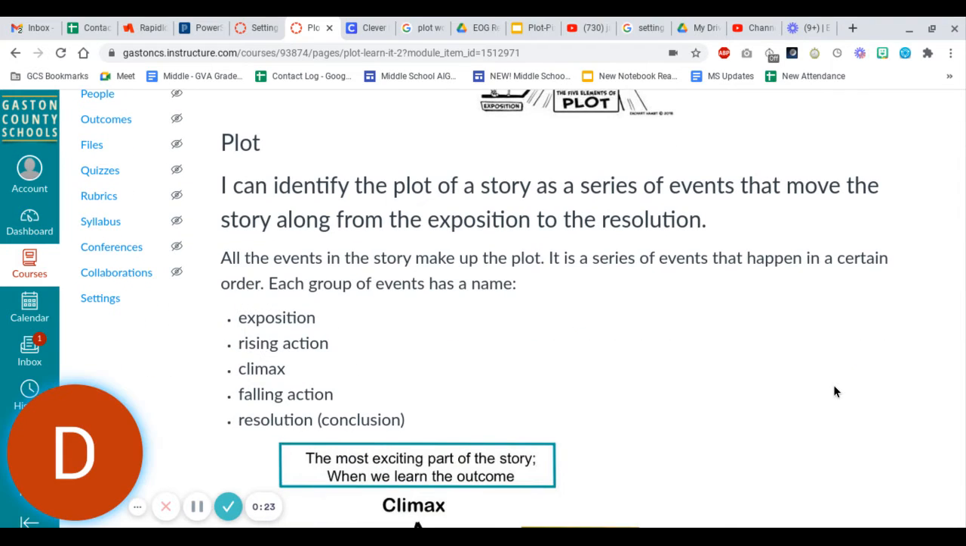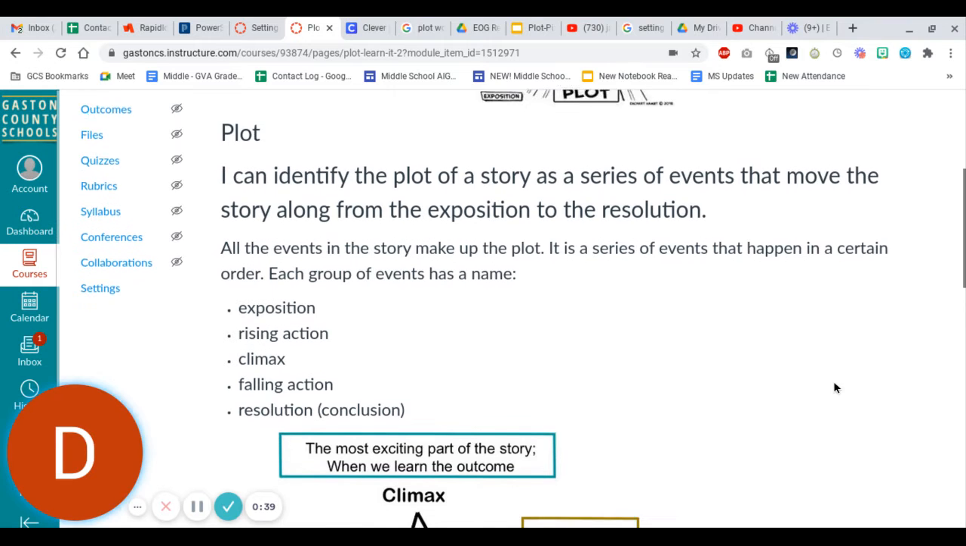It is a series of events that happen in a certain order. Each group of events has a name. And if you'll remember these from earlier in the year, we talked about the exposition, rising action, the climax, the falling action, and the resolution, also known as the conclusion.